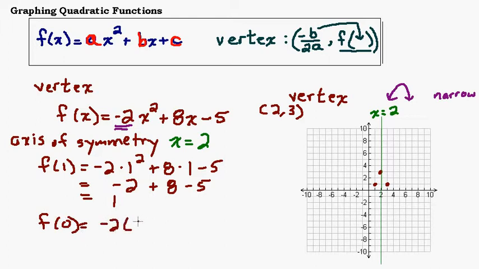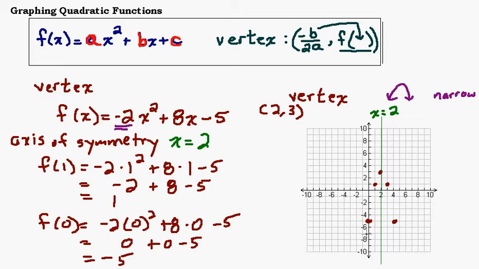This should be easy. Negative 2 times 0 squared plus 8 times 0 minus 5. Well, that's going to come out to be 0 plus 0 minus 5 is negative 5. All the way down here. Okay, that's 2 steps away from the axis of symmetry, so I'm going to go 2 steps to the right and get a point there. There's my parabola.